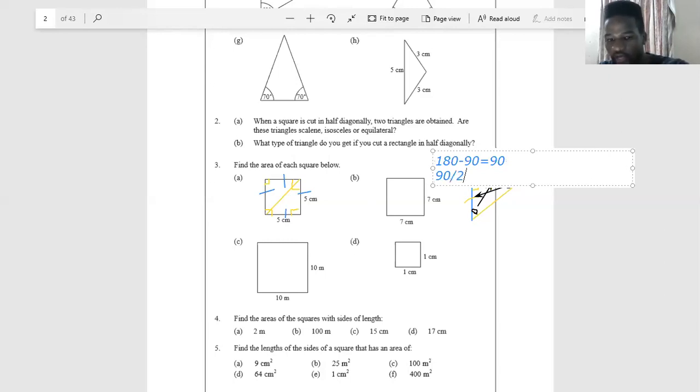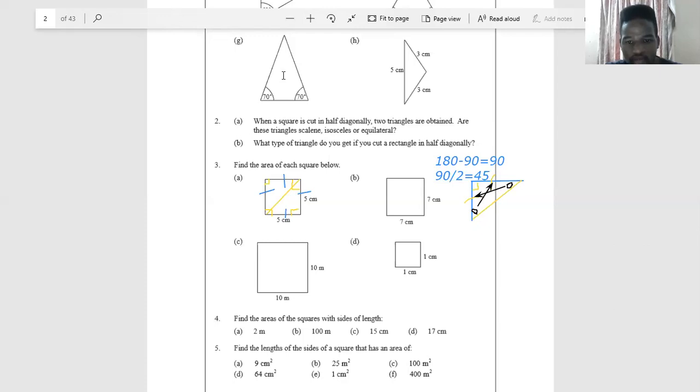What do you get? You get 45. So it's 45 each. Sometimes they will give you this scenario in an exam. So when they give you this scenario in an exam, what do you do? You represent these angles here with x. So it will be x, x. Why x and x? Because it's the same. So it will be 2x plus 90.